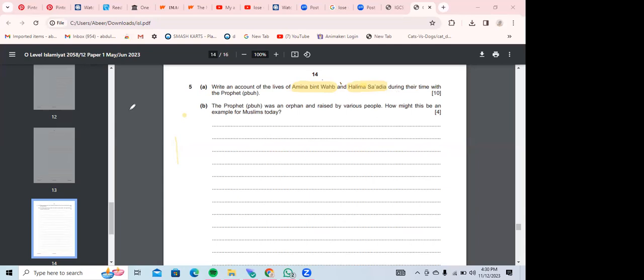One good thing about these kinds of questions is that when there are hard questions in the papers, the threshold is less. So sometimes some students have the chance to get grades like A star or A or B. Now part B of question number 5. The Prophet, peace be upon him, was an orphan and raised by various people. How might this be an example for Muslims today?